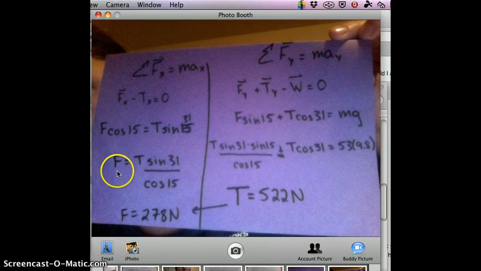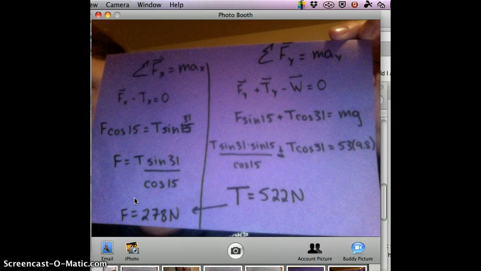So I isolate a variable over here, plug in over here, pull out my calculator. You know, sine 31 times sine 15 over cosine 15 is just a number. Cosine of 31 is just a number. Combine those, divide both sides, and you're going to get 522 newtons is the tension in the rope. Then take that tension and plug it back over here, and you're going to get a force of 278 newtons.